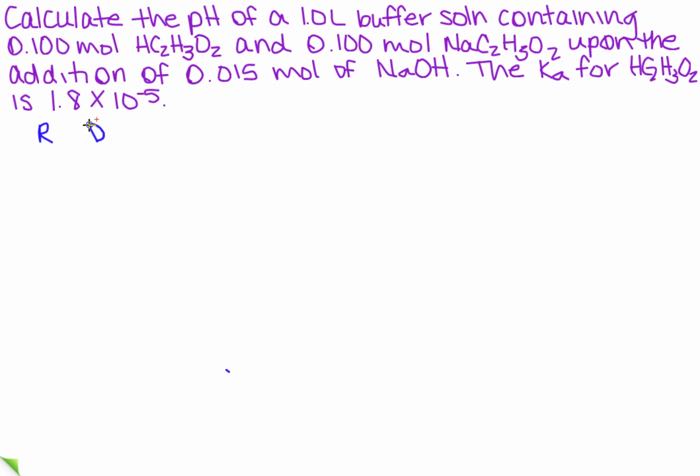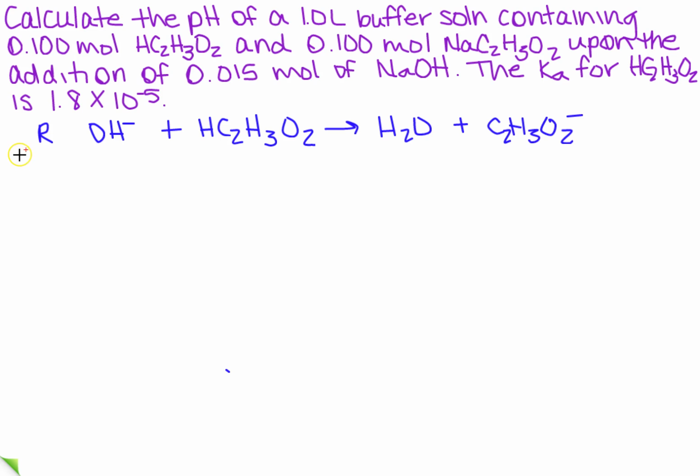So I have the base, which we indicate as OH negative, and then I'm adding that to the acid, and that goes to what? Well, I'm going to have to add an H to the first one and take an H away from the second one, so this goes to water plus the anion of the acid.